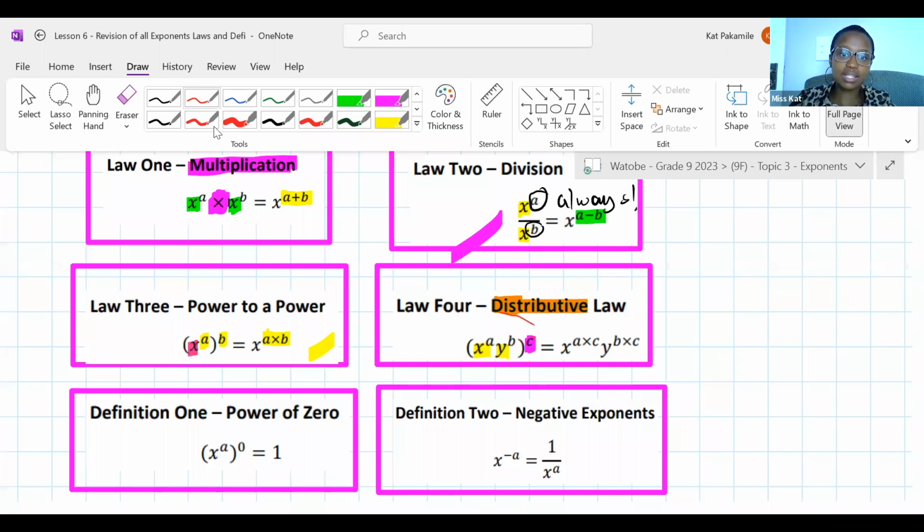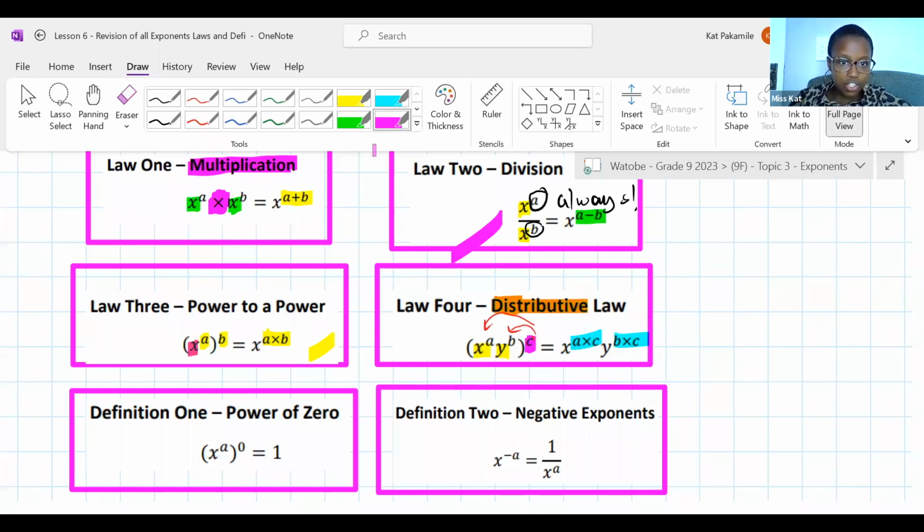But if it finds exponents already there, which it will, what did we say? Power to a power, you multiply. So you give everyone a C and you multiply it by the exponent that was already there. Okay. Wonderful. I'm hoping we are with me. I will take questions just now.